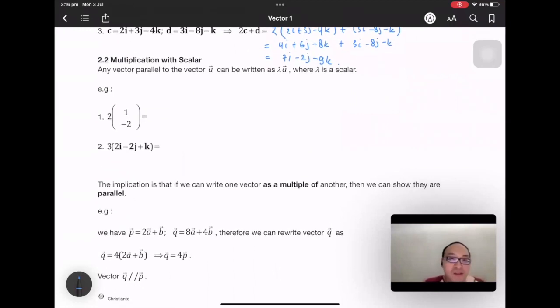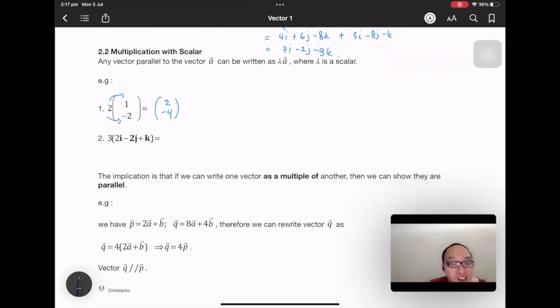After subtraction and addition, we have multiplication with a scalar. A scalar is just a constant, just a number. So like we did previously, 2 times (1, -2). So you multiply to both, or to all, numbers in the column vector. So it's (2, -4).